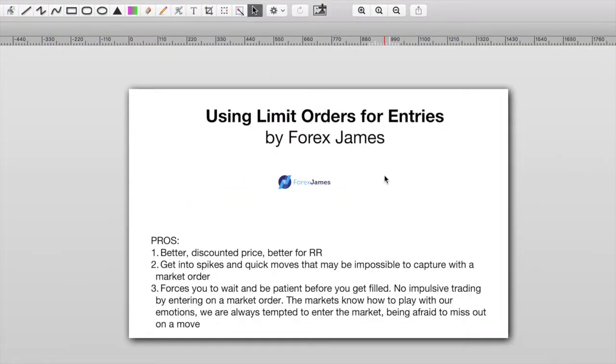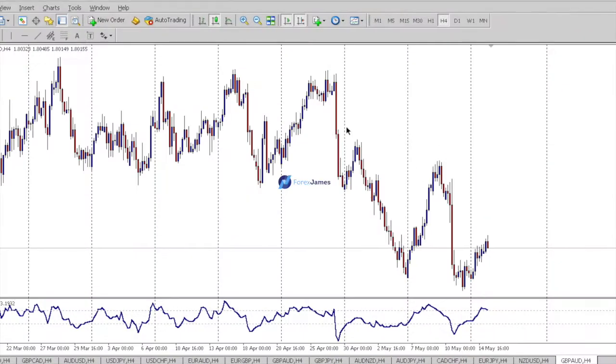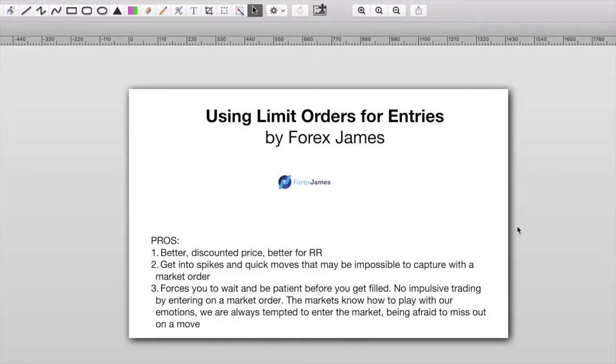And point number 3 of why I like to use limit orders is because it forces you to wait and be patient before you get filled. No impulsive trading by entering on a market order. Sometimes the market will just tempt us with huge candles like this. Number 3 here is more for psychological reasons.